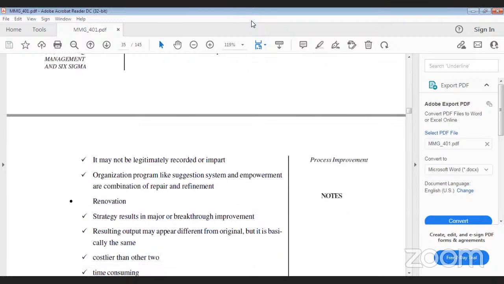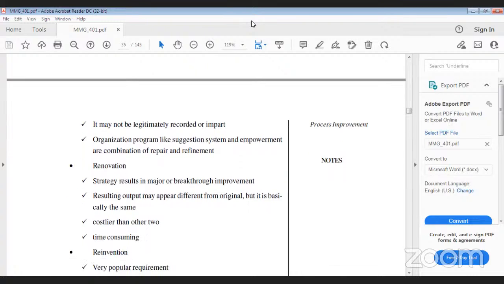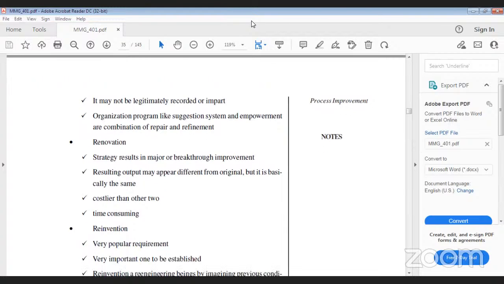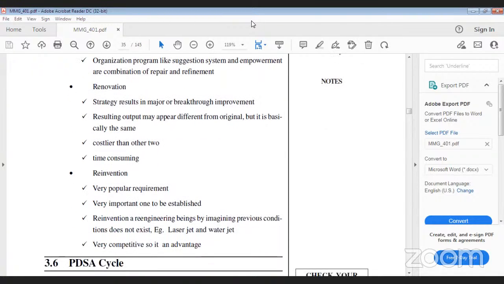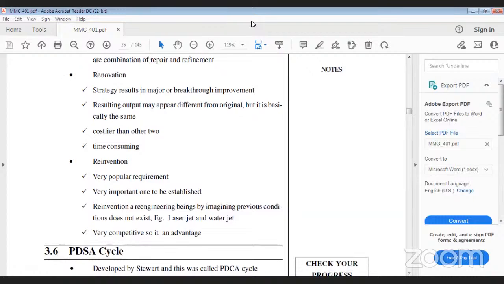Then there is also a very popular one, renovation, where the results may appear very different from the original, but it is basically the same. The next point of renovation, a very important requirement, is the re-engineering of a process by imagining that previous conditions do not exist. This is an example of being very competitive, so it is an advantageous one.